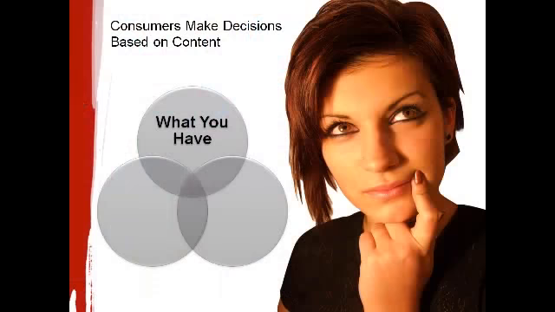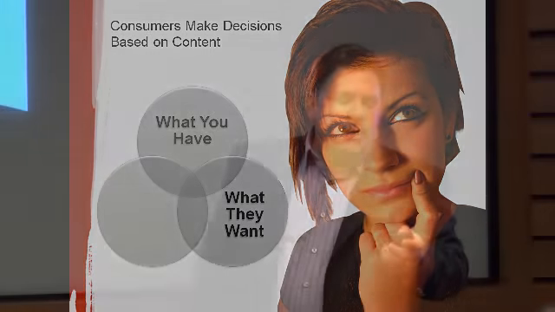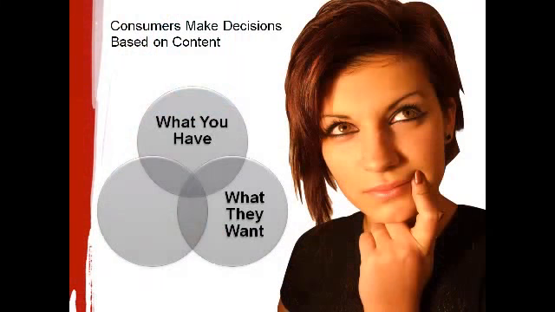Think about a car company. Toyota makes 26, 27 different models. You need one, maybe two for your family. So it starts off with what you have overlaid by what they want. Now you've made this cross section, this large universe of stuff over what they want. But the ultimate decision, what I call the window of opportunity, is right here.